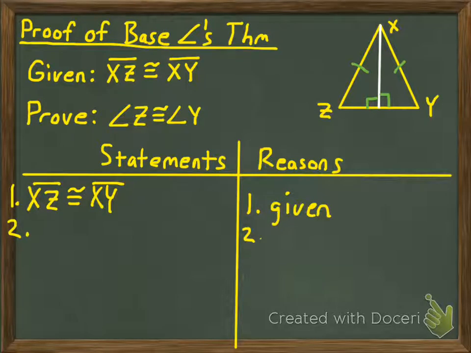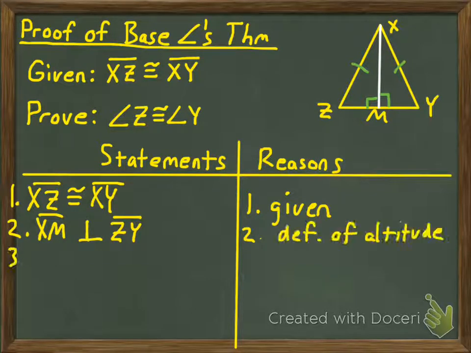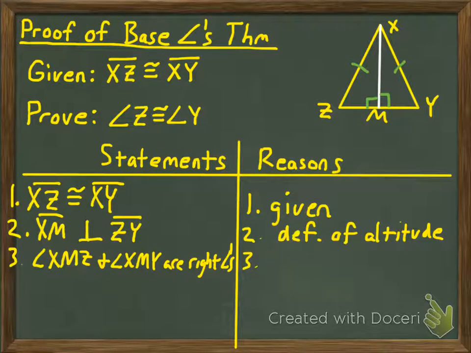All right, and this next part you're not familiar with, but that's fine. I'm just using something that I kind of know ahead of time for you. I'm going to say that segment XM, I named this little point M right there, is an altitude. And because it's an altitude, that means it's going to be perpendicular to segment ZY. That's based on the definition of altitude, which means that angle XMZ and XMY are right angles because of the definition of perpendicular lines.